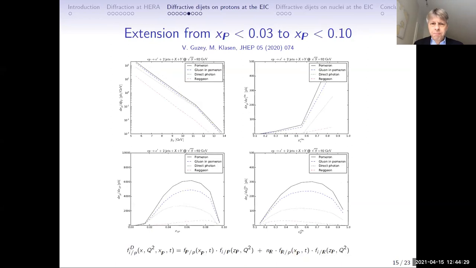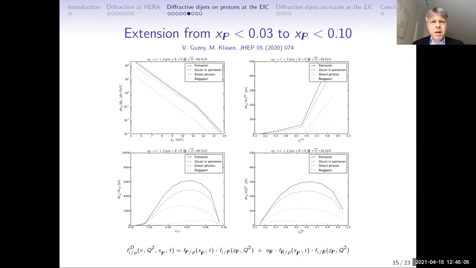Next slide, please. Since the range in pT was so limited and we were dominated by direct photons, we increased the x-Pomeron range because in principle this could be done at the EIC. And indeed, when you do this, you can see that the pT range increases to 14 GeV, similarly to what we had at HERA. And also in the upper right plot, the x-photon now goes down to 0.1 so that the resolved photons contribute more. So that is one possibility.